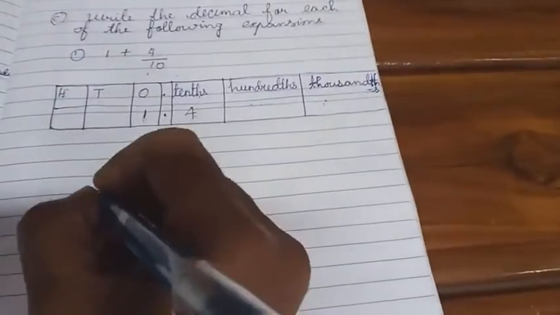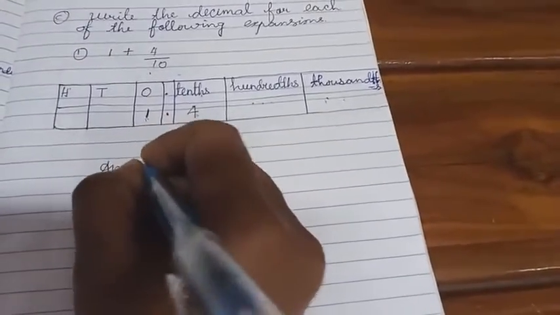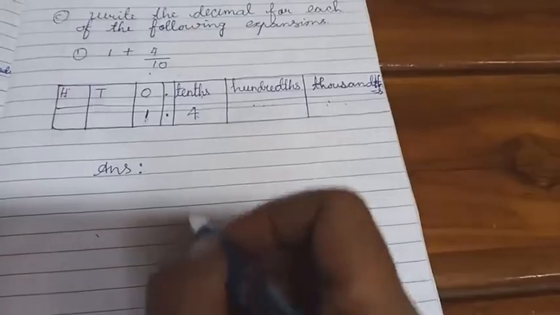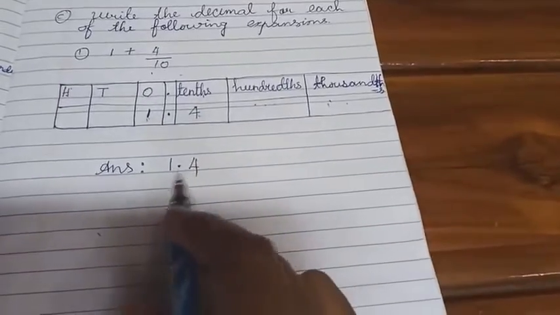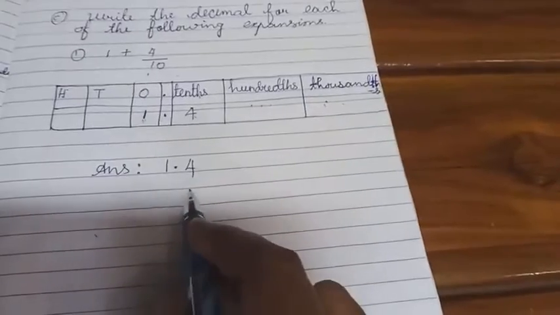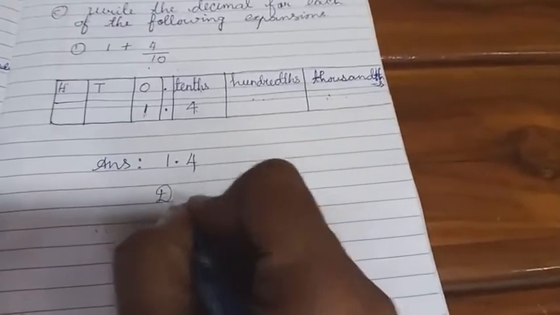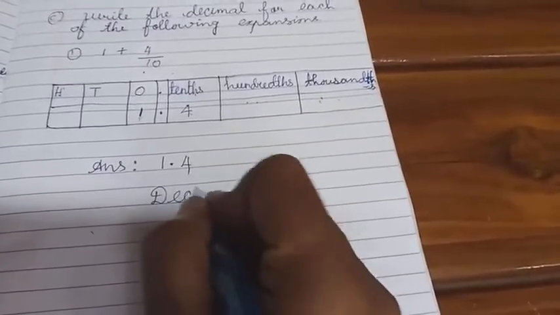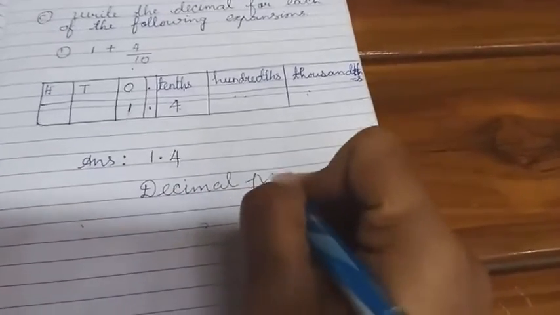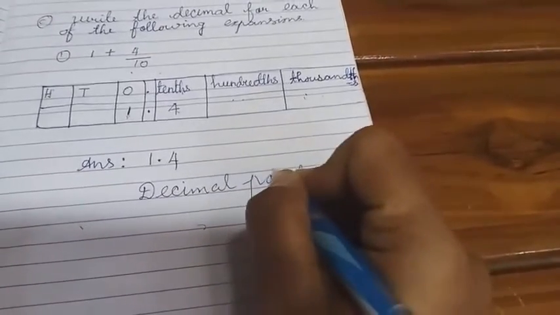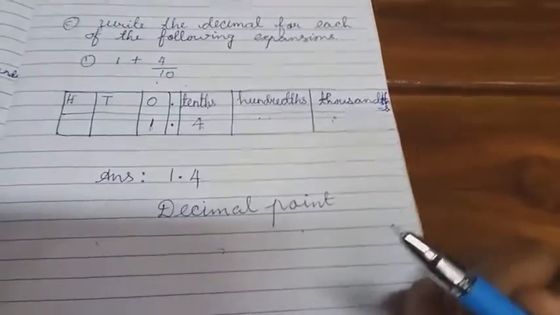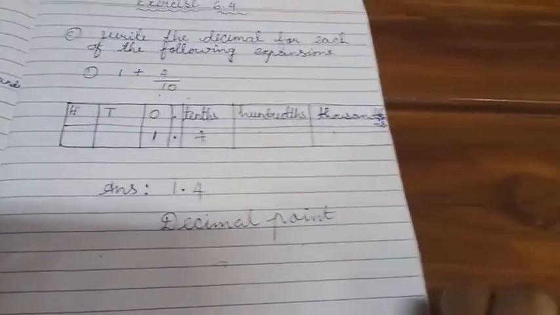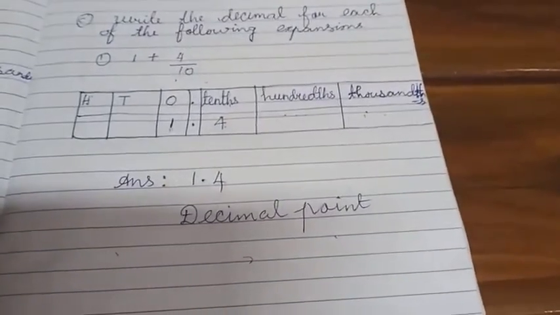But when we write the answer, how can we write it? The answer is 1.4. We are writing it in decimal point. 1.4. Now when we write the next one, you will understand better.